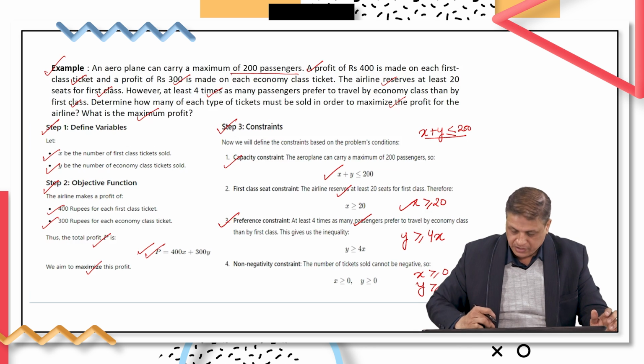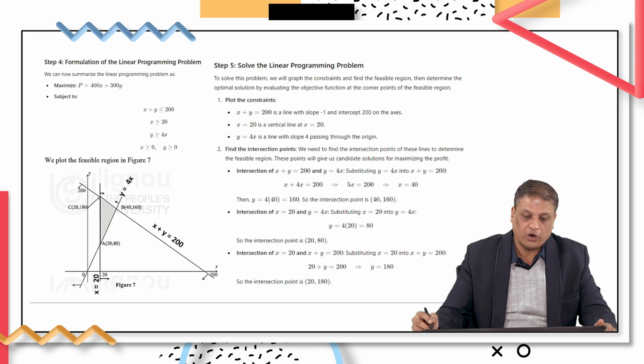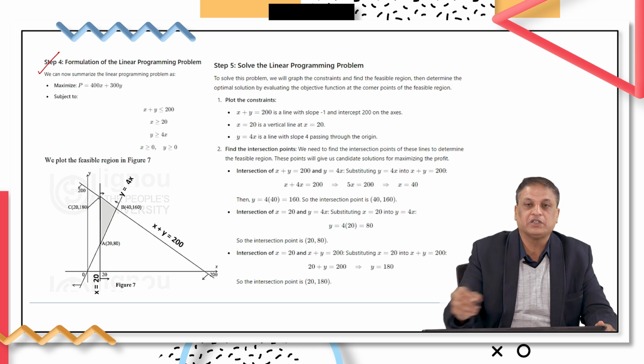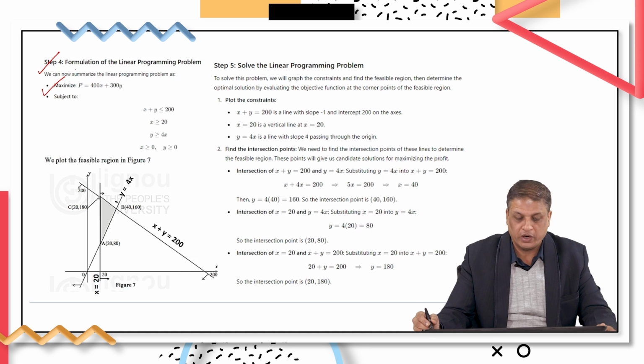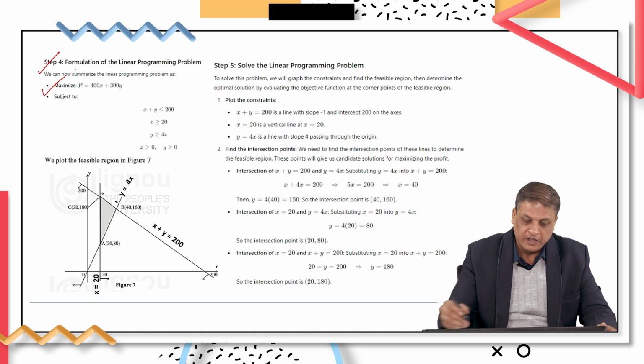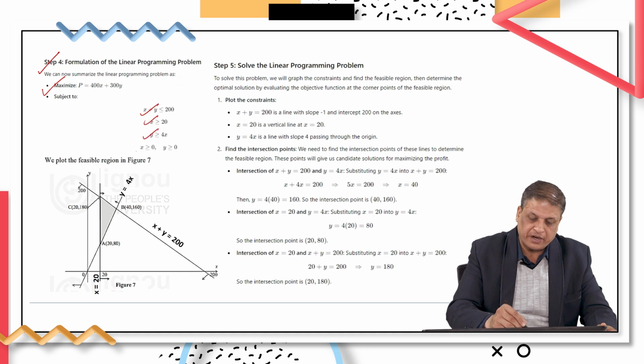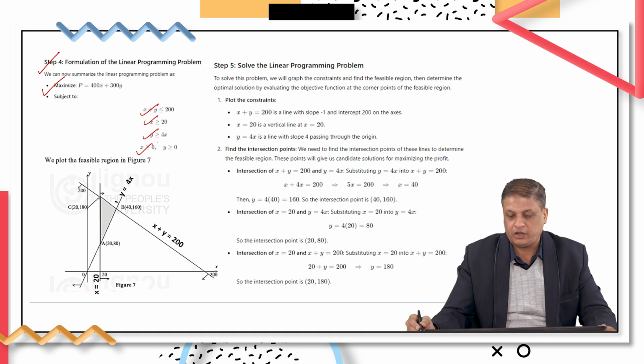Now, the formulation of the problem, which is our step 4, is to maximize P equal to 400x plus 300y subject to these constraints. So, this is the mathematical formulation of the problem.